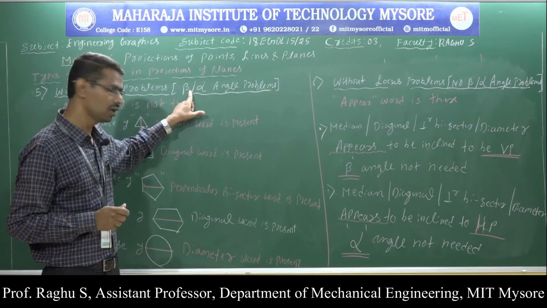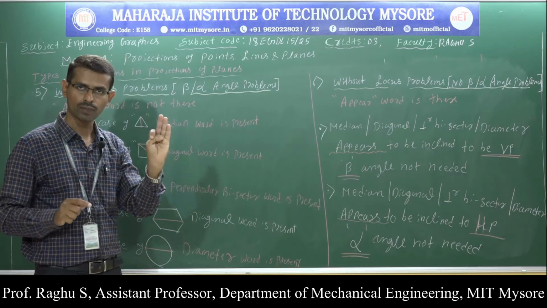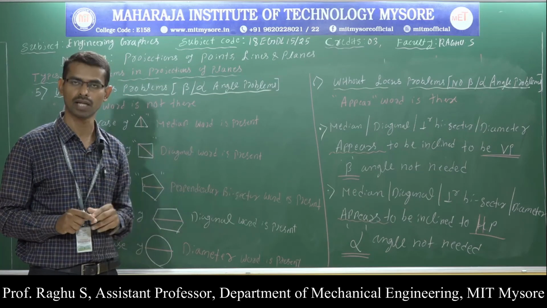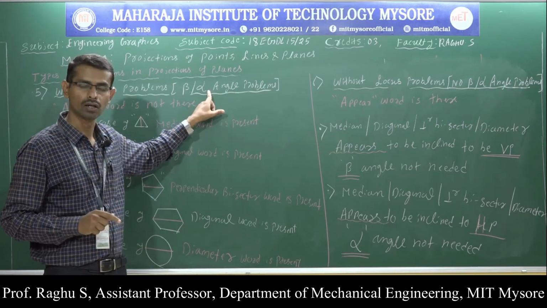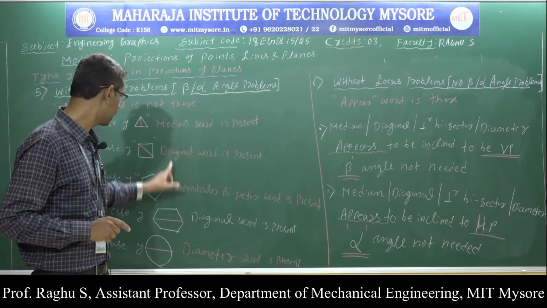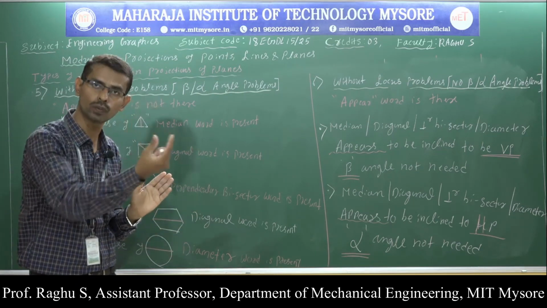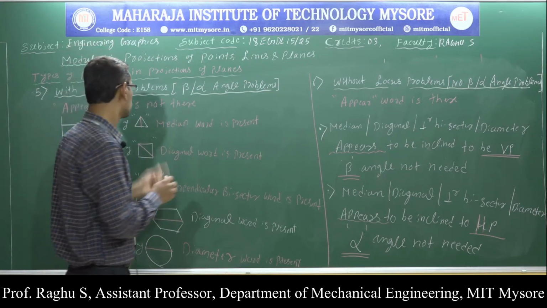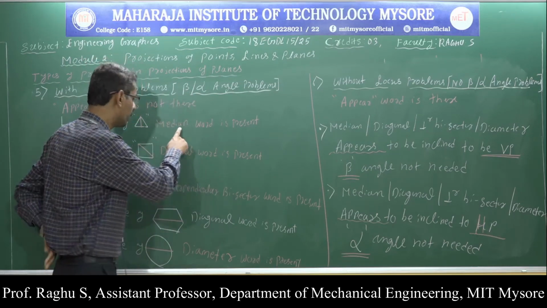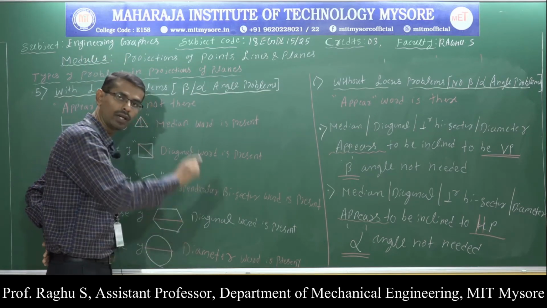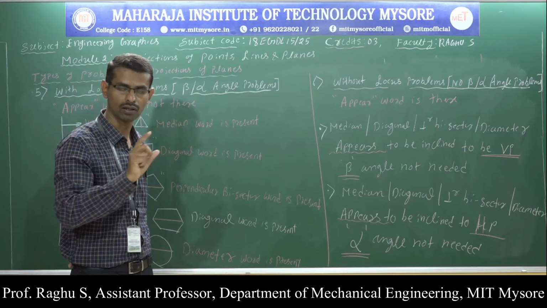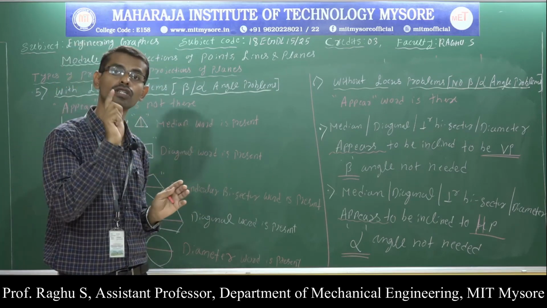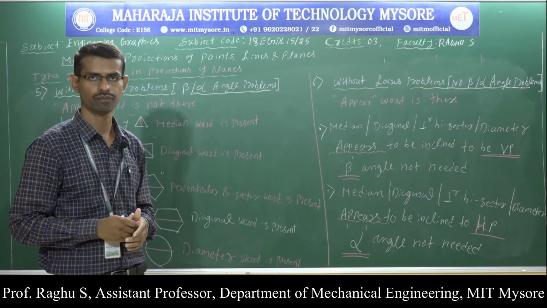So when do we need beta angle? When the median, perpendicular bisector, diagonal or diameter is inclined to VP, then we need beta angle. Then when do we need alpha angle? When the median, perpendicular bisector, diagonal or diameter is inclined to HP, then we need alpha angle. So we need beta angle when the median, diagonal, perpendicular bisector or diameter is directly inclined to VP, and we need alpha angle when it is inclined to HP.